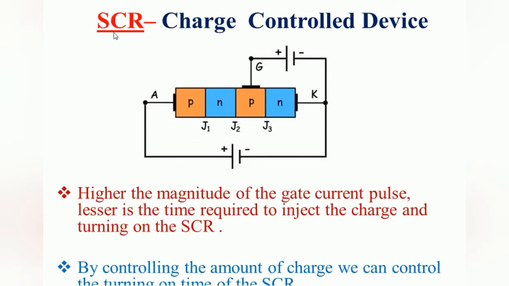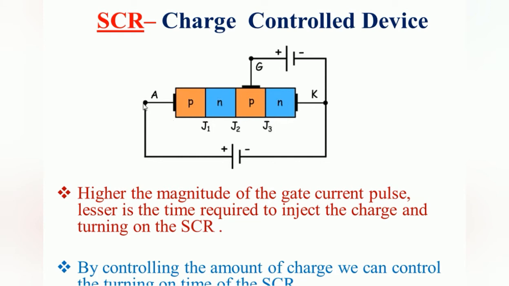Next one, silicon control rectifier, called the SCR. It's a charge controlled device. Normally this is a 4 layer device. The P and N layers combined together give us the junction J1, and between the next two layers we get the J2 junction, and between the P and N layers, the J3 junction. The meeting point of two layers is called a junction.